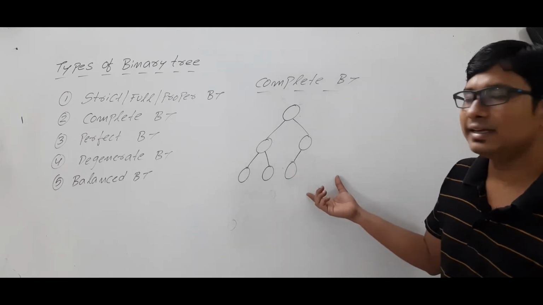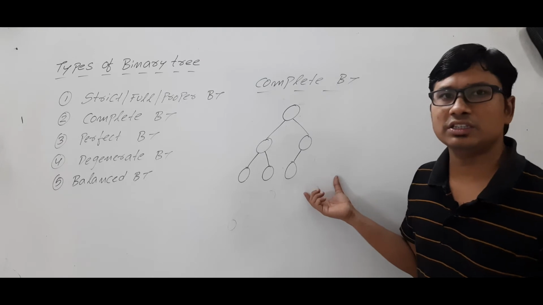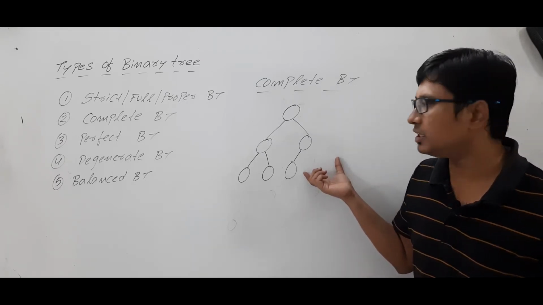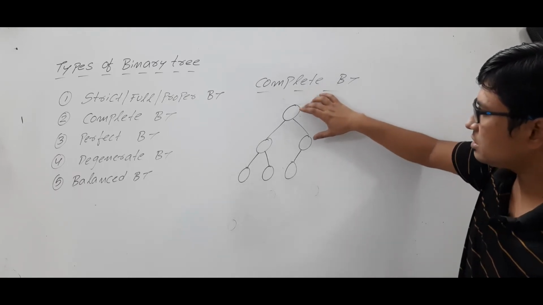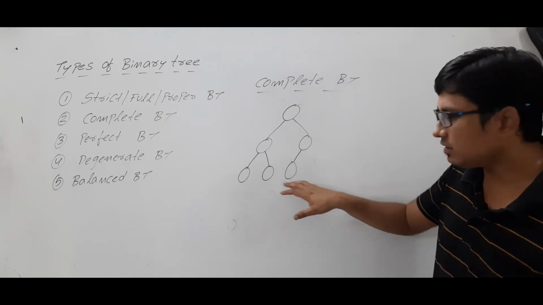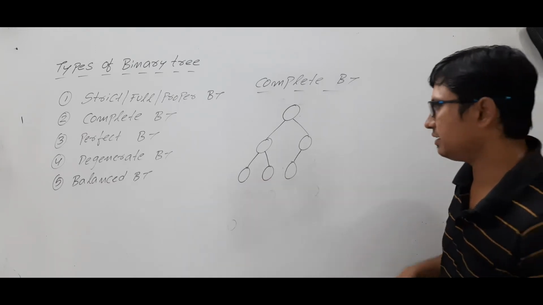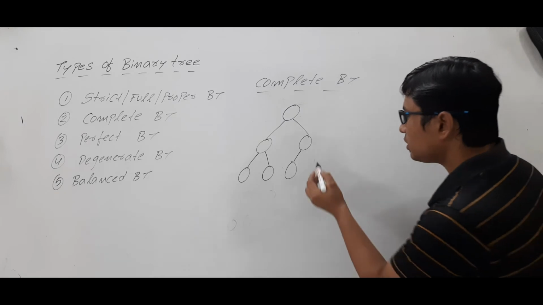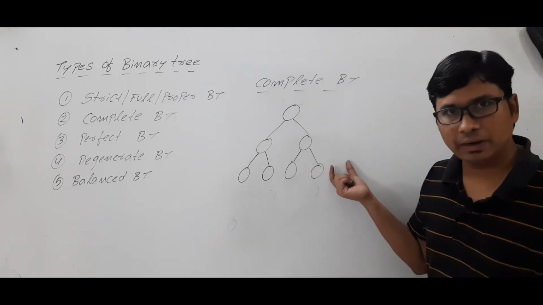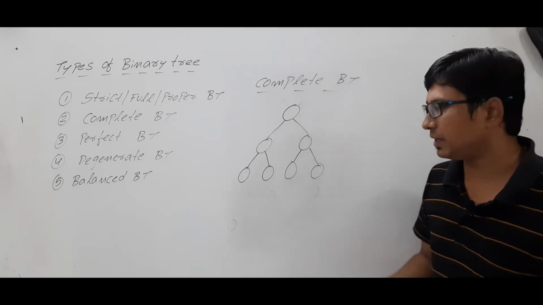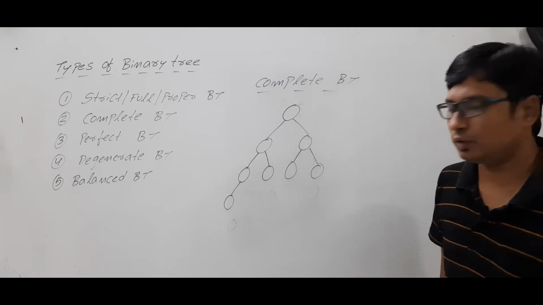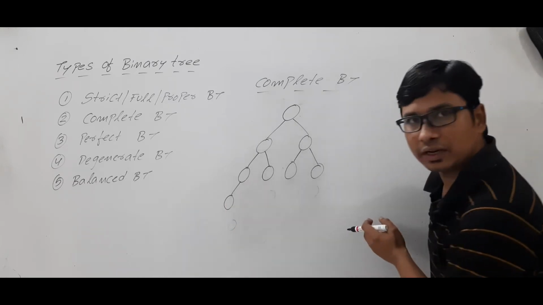Now can you tell me, is this a strict binary tree? No, this is not a strict binary tree. Can it be a complete binary tree? Yes, I can call this a complete binary tree because this level and this level are full, and in this level the elements are added from left to right. Now if you want to add one more element, you can add here. Now this one I can call a strict binary tree, and I can call it a complete binary tree. Now if I want to add one more node, I should add from left to right.